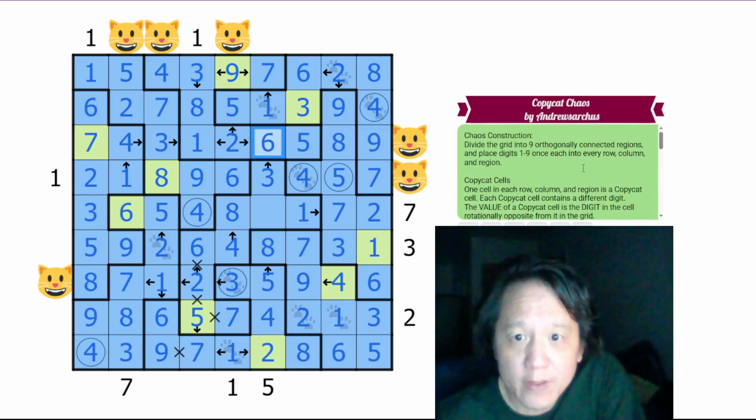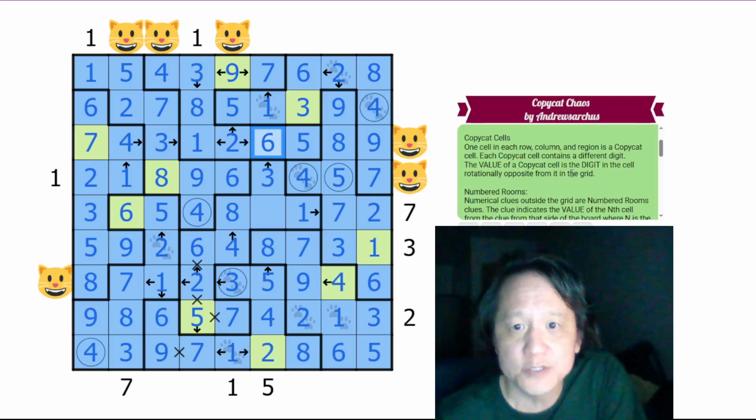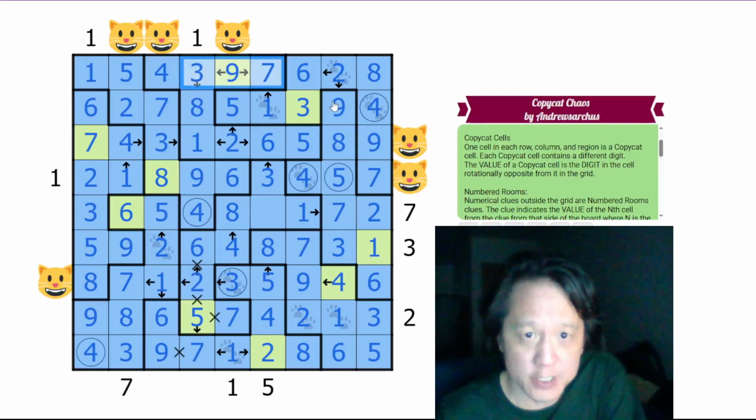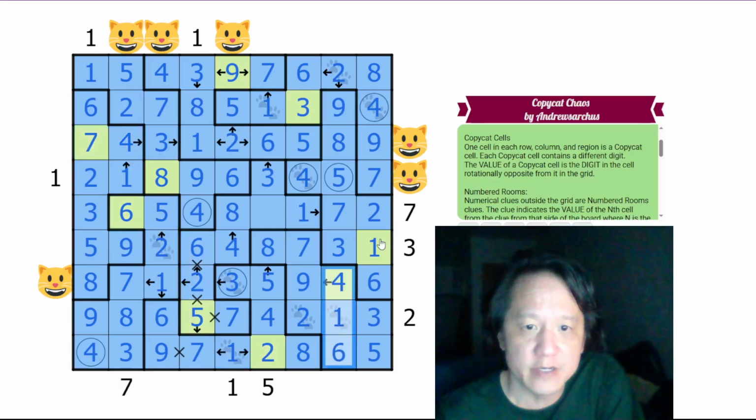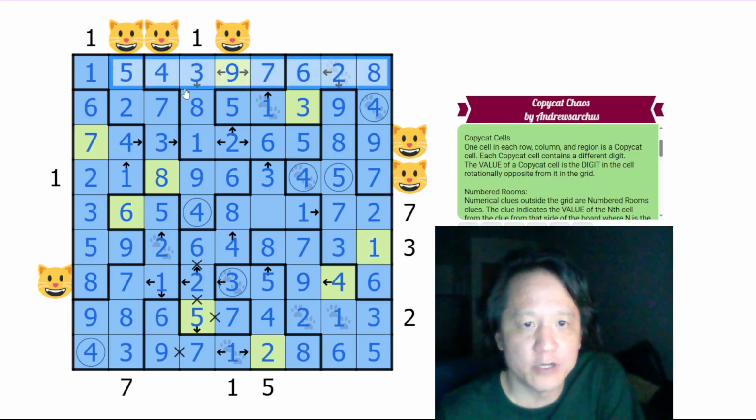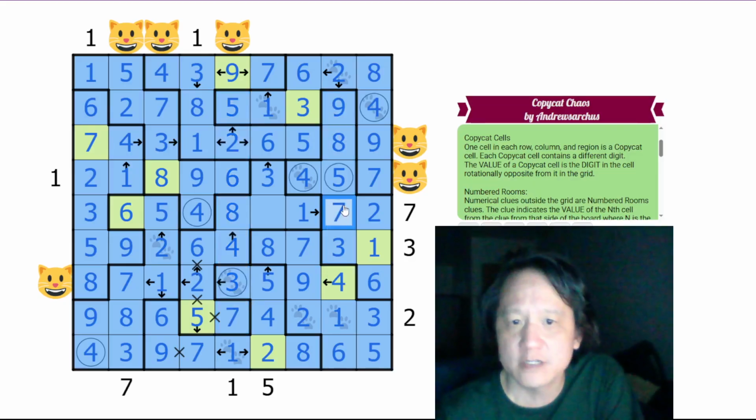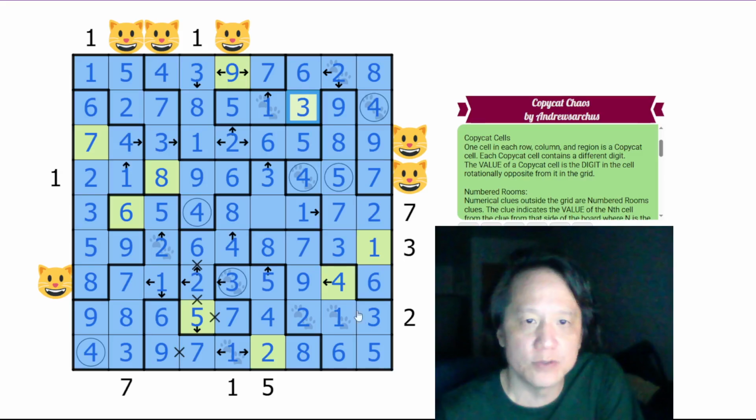Okay, let's start with copycat cells. One cell in each row, column, and region. Region here, this region there, this region there, and so on. One in each row. 4, 5, 6, 7, 8, 9, and one in each column. That's correct. And each contains a different digit. 1, 2, 3, 4, 5, 6, 7, 8, 9.